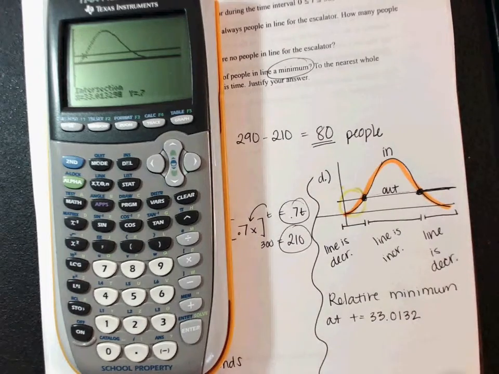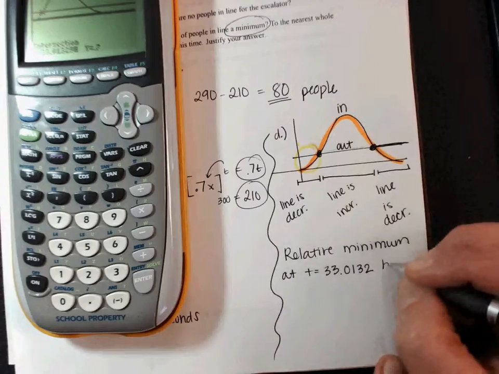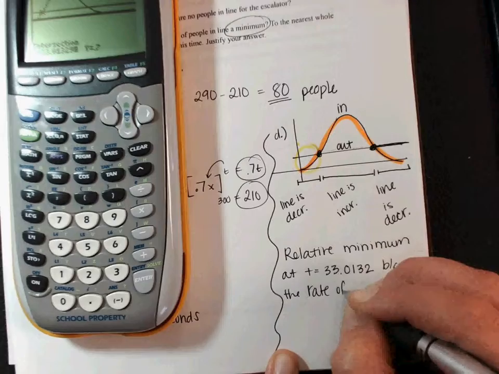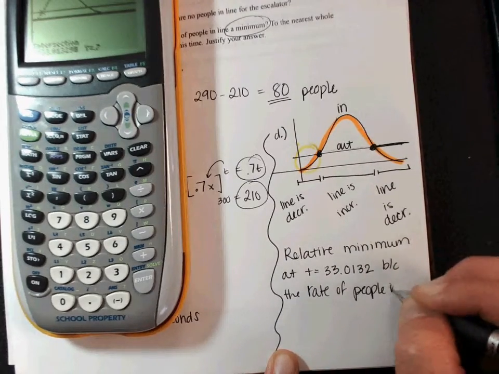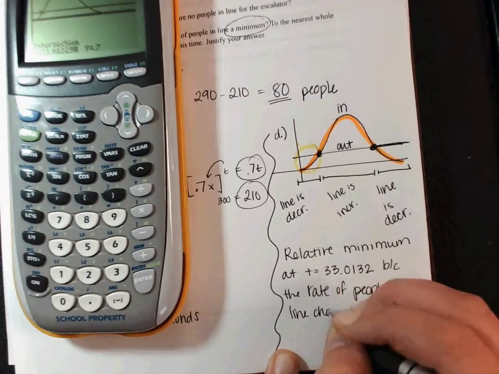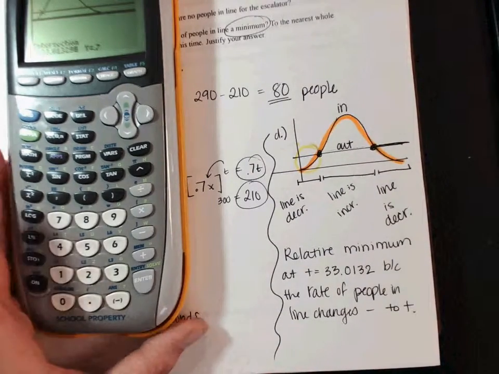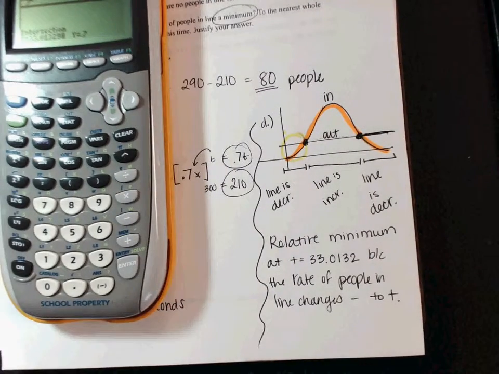33.0132. Okay, then I'll put because the rate of people in line changes from negative to positive. Okay, now question. Just because it changes sign doesn't make it the winner. It's only the winner if there are no other critical numbers. So, did they cross at any other points on my window? Yes, that means we can't assume it's the winner. We have to make a what?